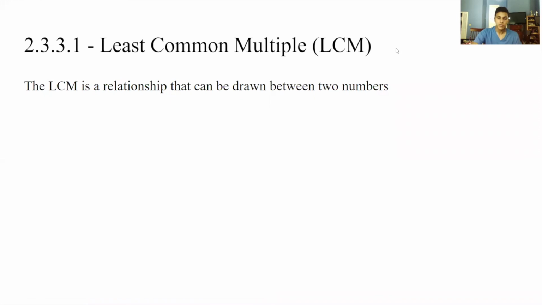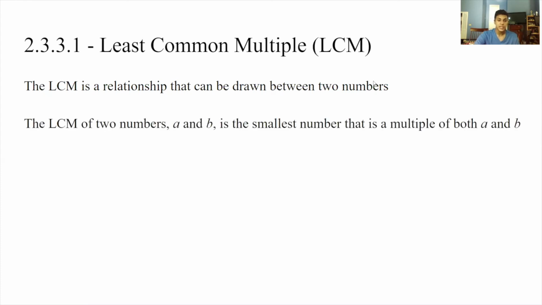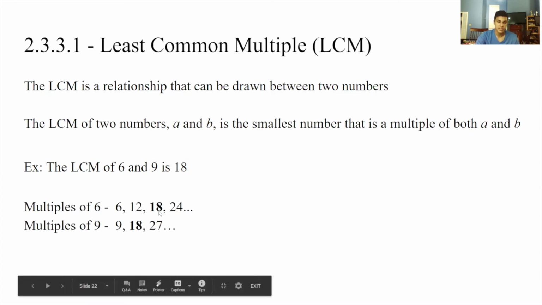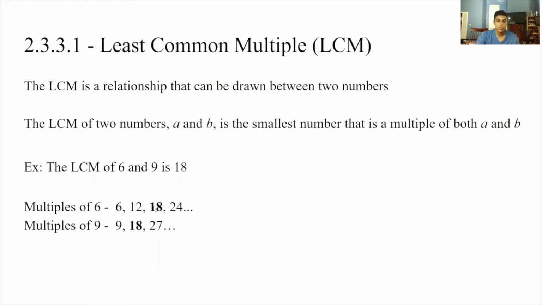All right, just to quickly review what we've learned this lesson. So first we talked about least common multiple, which is a relationship that can be drawn between two numbers. And that relationship is that the LCM of two numbers, a and b, will be the smallest number that's a multiple of both of them. And so we looked at an example where the LCM of 6 and 9 is 18, because if we list out all of the multiples of 6 and 9, we notice that 18 is the first multiple that they have in common, which makes it the least common multiple.